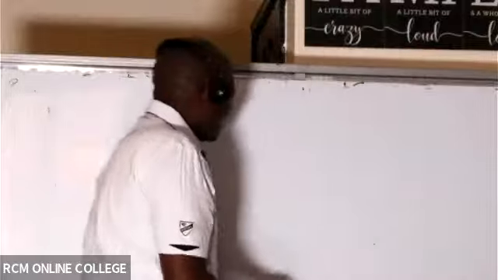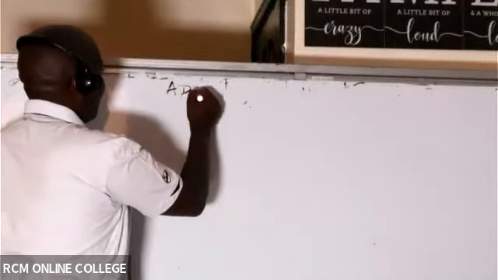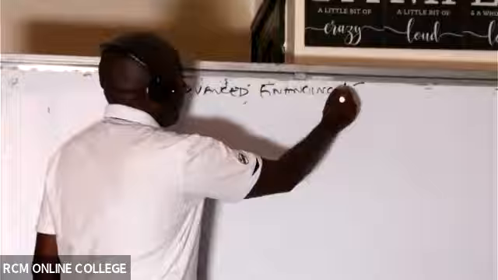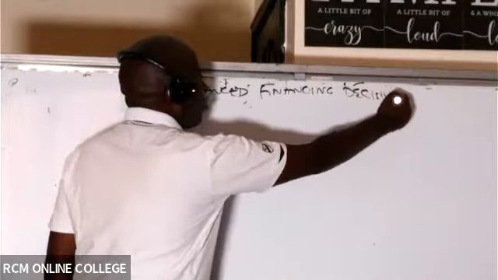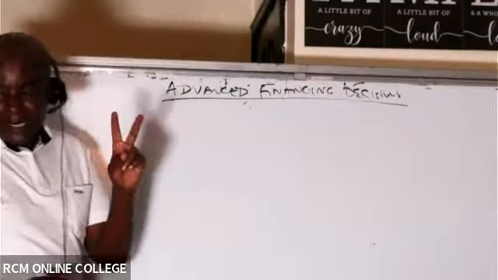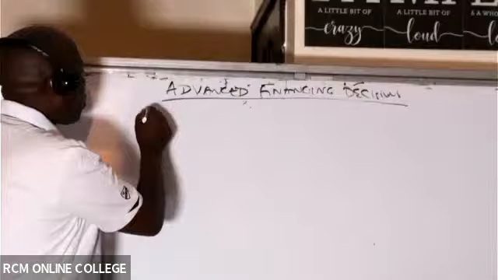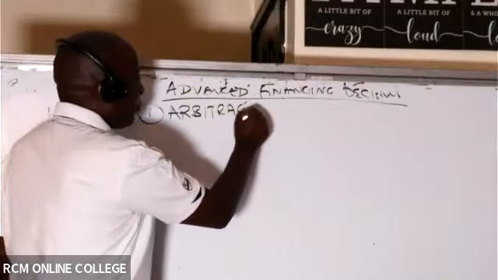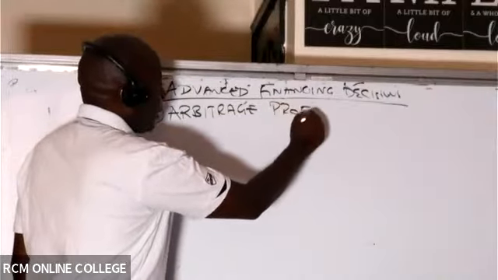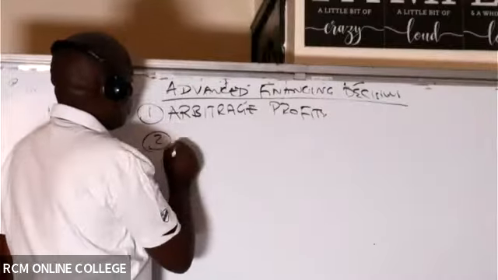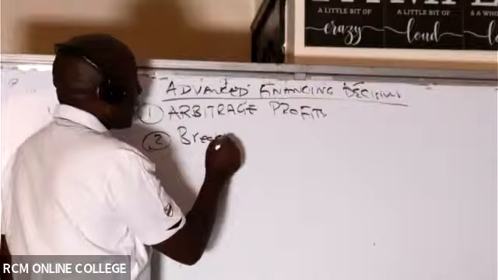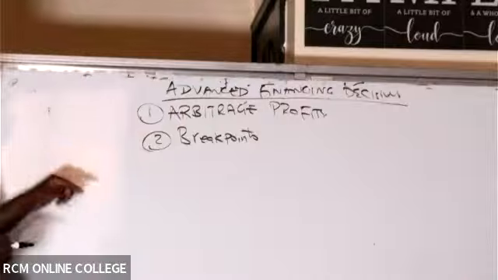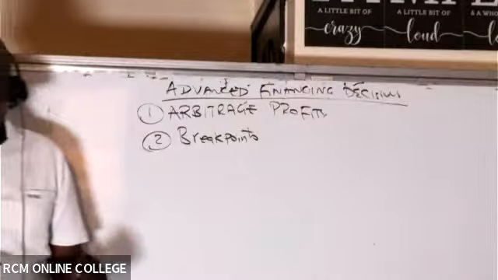So advanced financing decision is what you are doing. And today, ladies and gentlemen, I would want us to basically look at 2 agenda items. I will be very happy if by the end of the session, all the students here will be able to understand how to calculate what we call arbitrage profits. And then number 2, we have this concept of breakpoints. If I'm able to achieve those 2, in terms of the advanced financing decisions, then I'll say that I've really achieved our today's agenda.